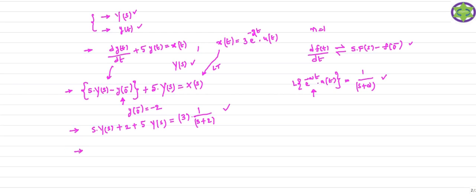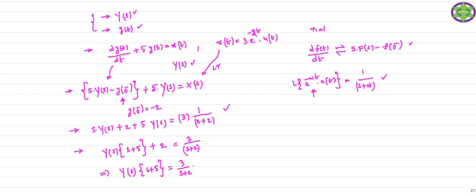So from this you find capital Y of s. Take Y of s common on the left-hand side, which is s plus 5. This is a very important problem, plus 2. So that is equal to 3 by s plus 2. Now I am going to find capital Y of s. That is my first step. So Y of s into s plus 5, you just simplify this expression.